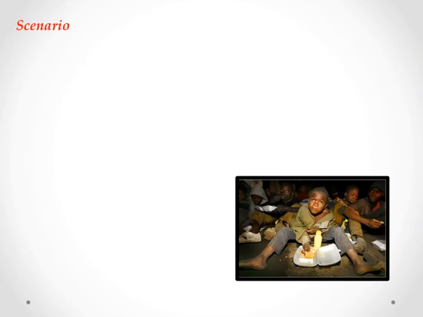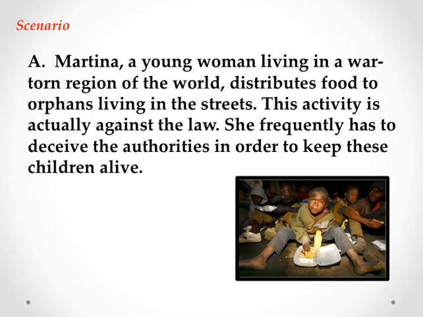Okay, so let's go through a couple of scenarios. Martina is a young woman who lived in a war-torn region of the world. She distributes food to orphans living in the streets. This activity is actually against the law. She frequently has to deceive the authorities in order to keep these children alive.